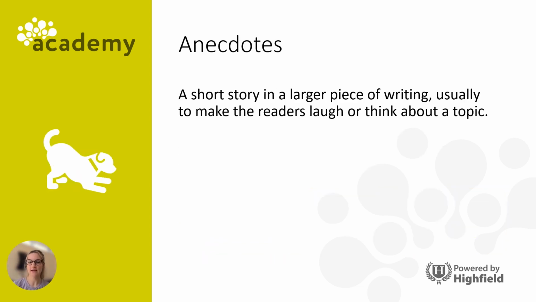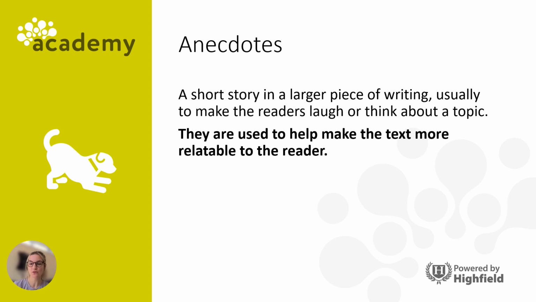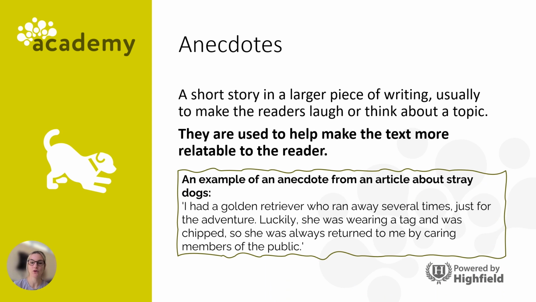So anecdotes then are a short story in a larger piece of writing. So it's usually to make the readers laugh or think about a specific topic. They're used to help make the text more relatable to the reader. So an example of an anecdote from this article about stray dogs: I had a golden retriever who ran away several times just for the adventure. Luckily, she was wearing a tag and was chipped, and was always returned to me by caring members of the public. So it's just a way of adding a personal element or humour to a text.